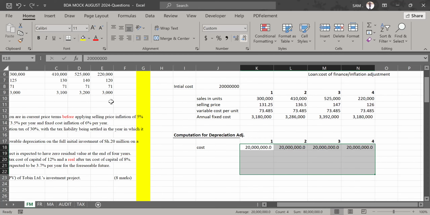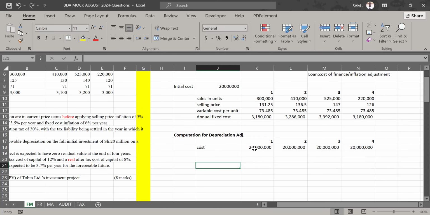Now, what is the next step? We want to compute depreciation. That is our objective. To compute depreciation, we know depreciation affects the value of our investment. We know depreciation affects assets, right? So we have to bring depreciation consideration here because it will reduce the value of our investment, and that is where we will get the net book value for our investment.